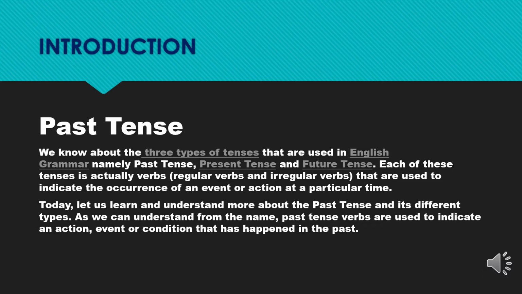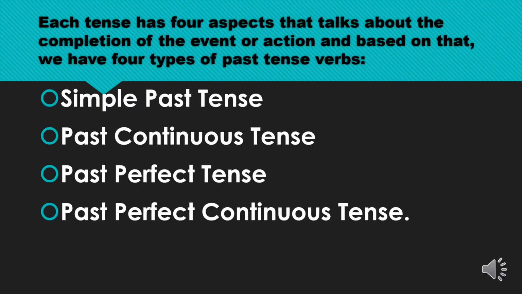As we can understand from the name past tense, verbs are used to indicate an action, event or condition that has happened in the past. Each tense has four aspects that talk about the completion of the event or action, and based on that we have four types of past tense verbs. First is simple past tense, second past continuous tense, third past perfect tense, fourth is past perfect continuous tense.